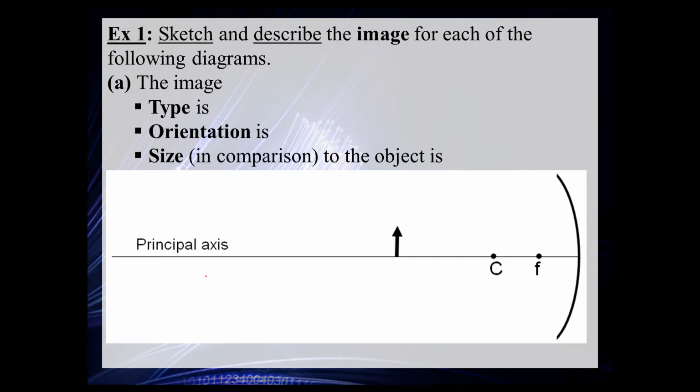Okay, so just realized I have a bit of a typo here. Size in comparison to object is, all right, this arrow is a light source of some kind.